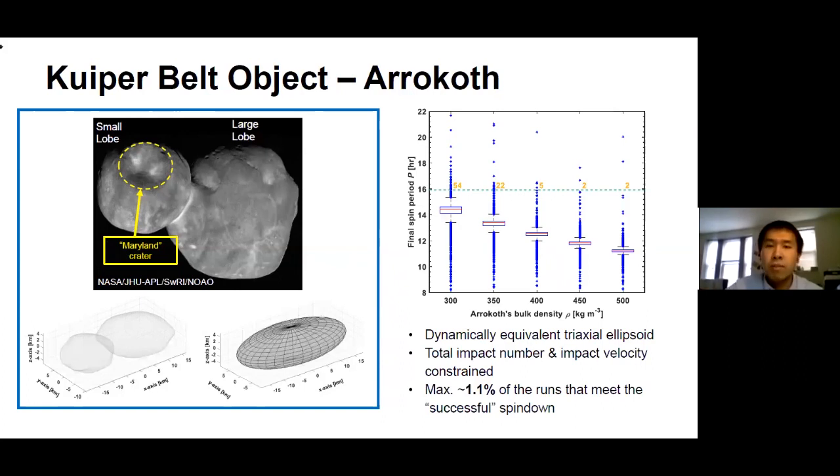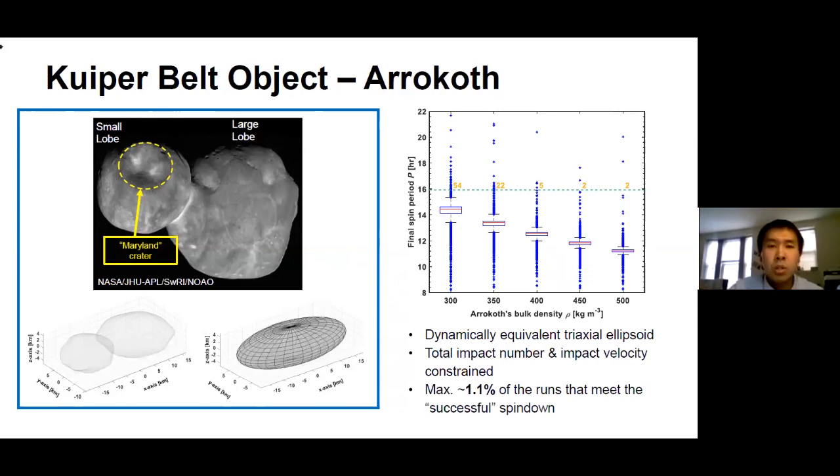That covers a significant amount of porosity on Arrokoth actually. So each set of data consists of 5,000 runs, and I plotted them on this box plot. The red line here is the median value, and the box is the 25th percentile to the 75th percentile. And the whisker length is 1.5 times the width of the box.